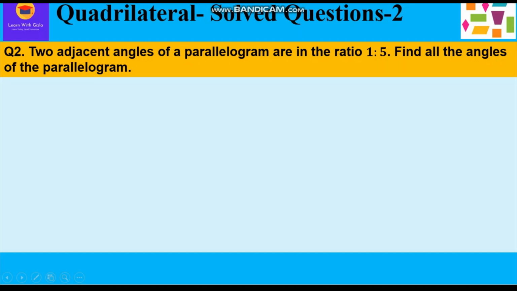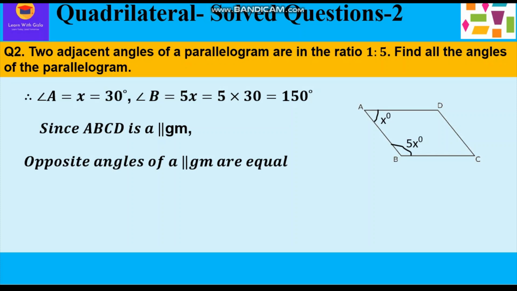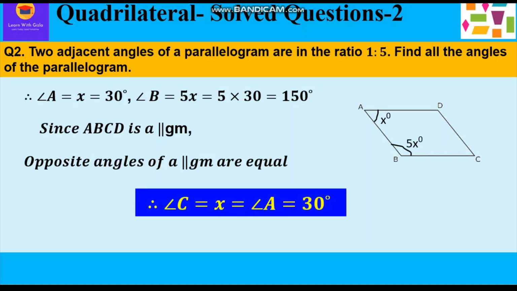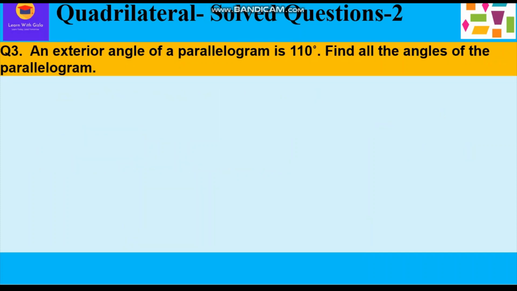Now that we have got the value of x, we can find the measure of angle A as well as angle B. Angle A was equal to x, that is 30 degrees, and angle B was equal to 5x, that is 5 into 30, 150 degrees. Now since ABCD is a parallelogram and we know that opposite angles of a parallelogram are equal, we can say angle C is equal to angle A is equal to 30 degrees, angle D is equal to angle B is equal to 150 degrees. So this is how we have found the measure of all the angles of the parallelogram with the help of the ratio. Now let us take up the third question.